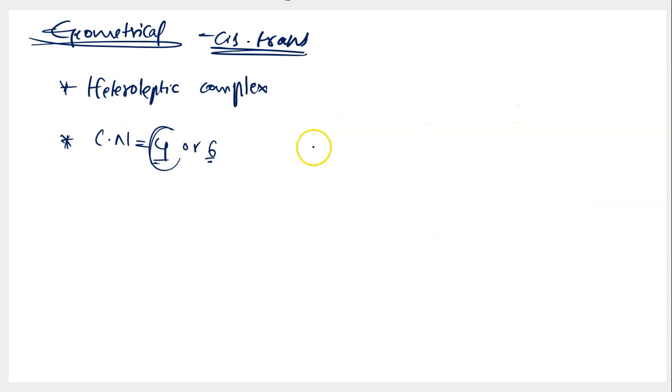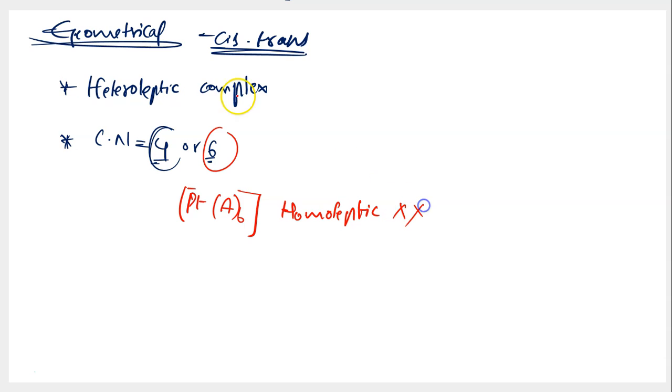Now let's talk about what if I have a complex whose coordination number is equal to 6. When you have a complex whose coordination number is equal to 6, you might have three different possibilities. Possibility number 1, maybe it is a platinum complex, for example, and you are having all the 6 ligands being of same type. You call this a homoleptic complex, and homoleptic complexes are not eligible for geometrical or cis trans isomerism, so you can't consider this.